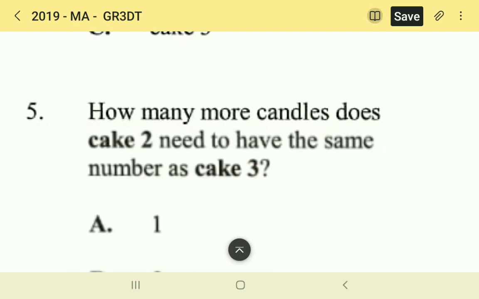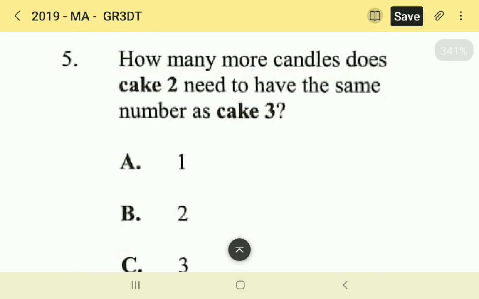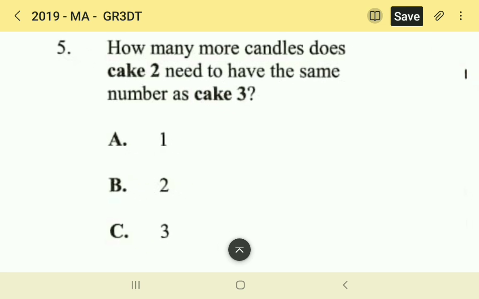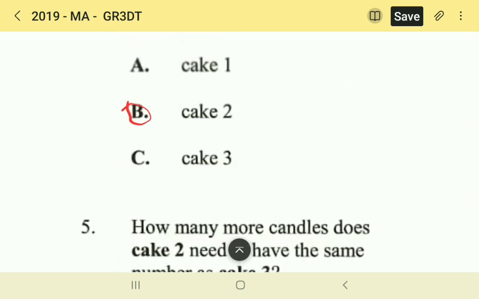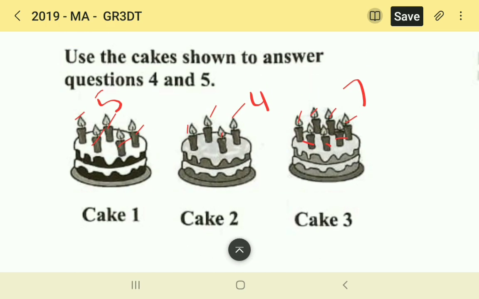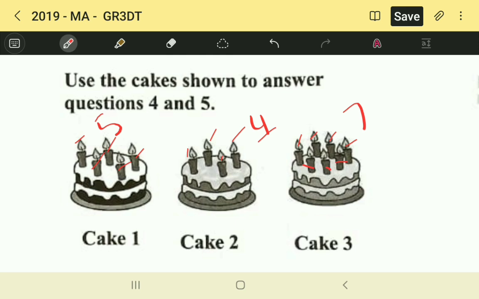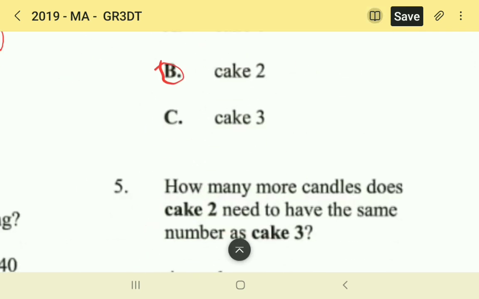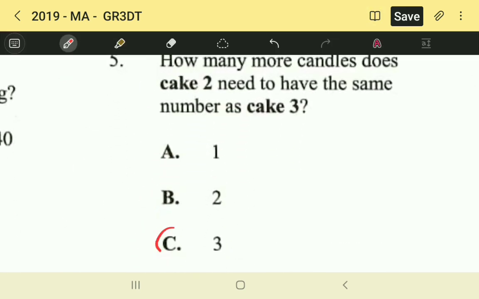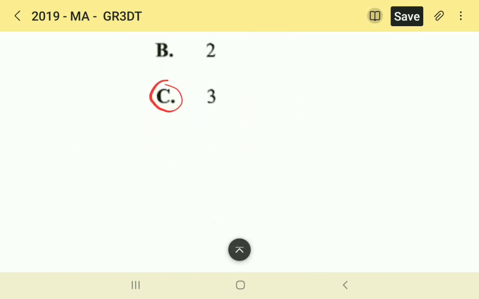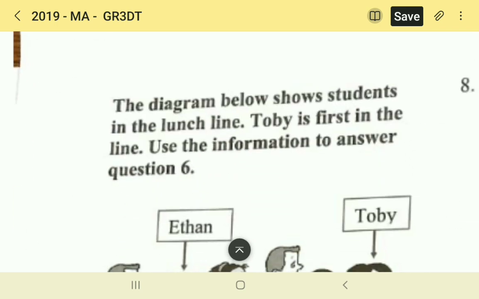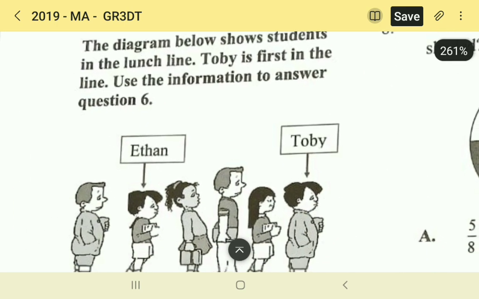Moving on to number 5. Good job, girls. This one is for everybody. Alright? Let's see who can shout the answer out first. How many more candles does cake 2 need to have the same number as cake 3? So let's look. Cake 2 has 4. So how many more to make it to cake 3? Girls, go ahead. Shout out the answer. 4 plus 3 gives you 7. Yay, 3. Good job. Let's go down and find 3. C3. Alright, good job.